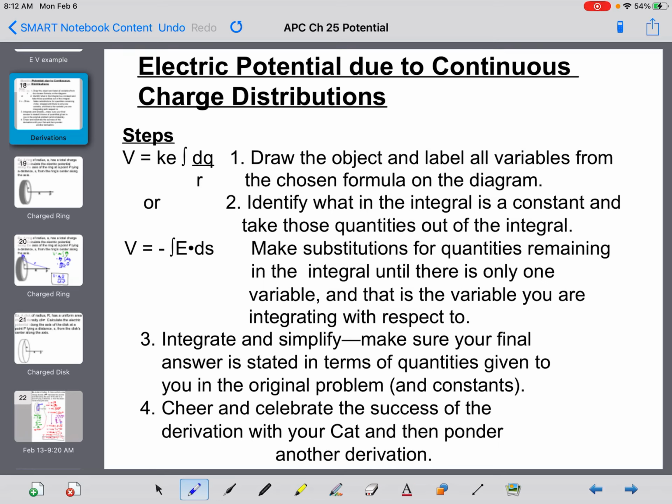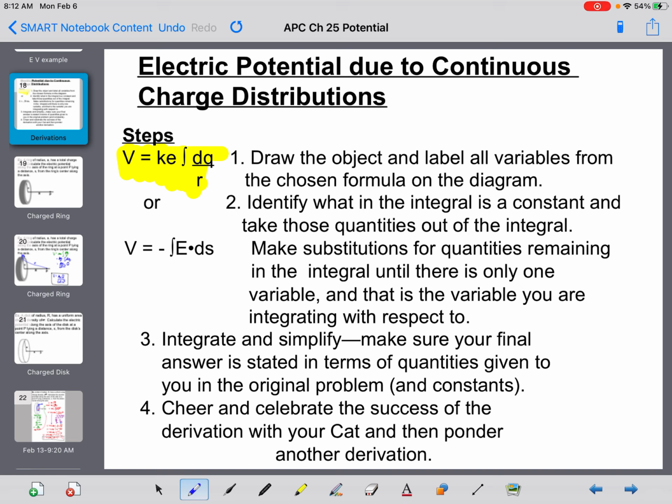All right, let's try some derivations with electric potential. So we saw our base equation that we came up with the other day, the calculus equivalent of V equals kQ over r. V is equal to k_e integral of dq over r.